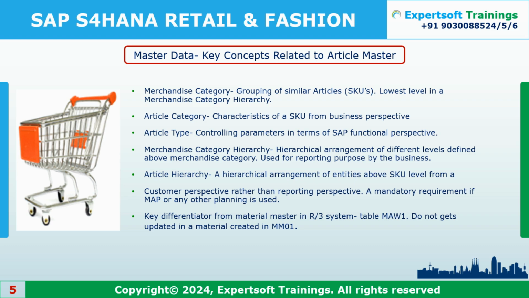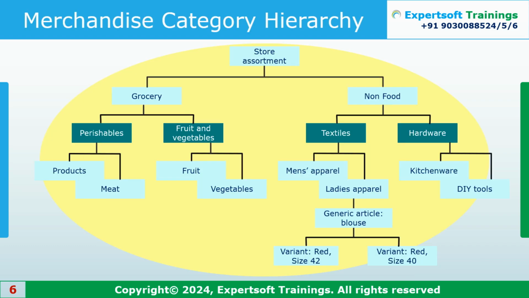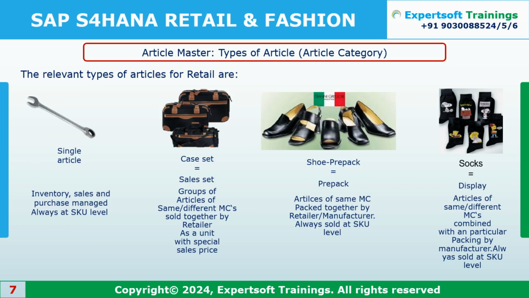So this is a typical demonstration of a hierarchy, meaning how you group together the retail products one under the other in a hierarchical way. There is a way and there is a business need also. We will discuss about it. And this slide is quite important if you are into retail fashion.